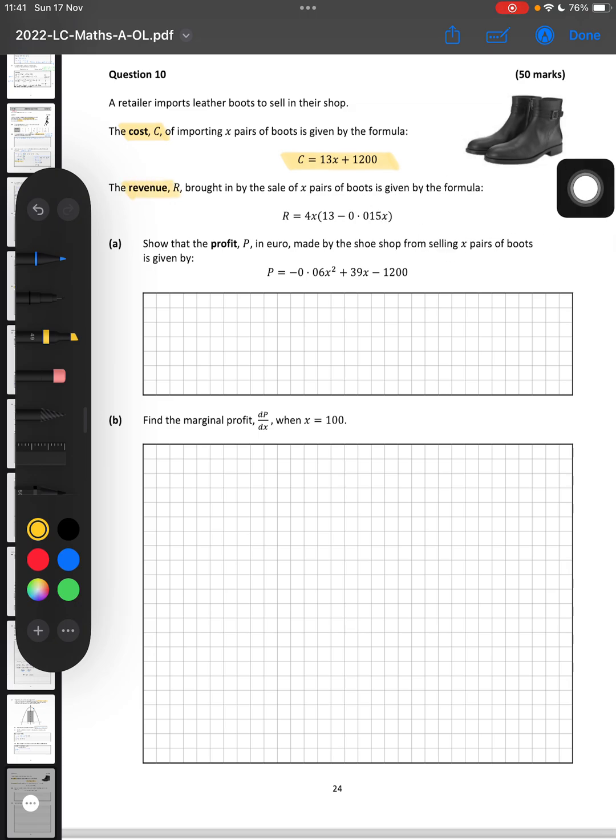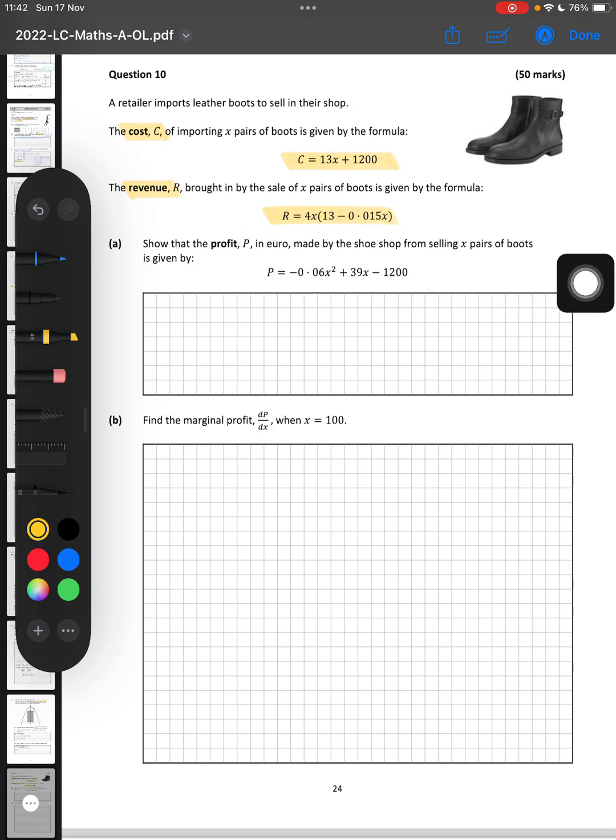So revenue, that's all the money that they take in. All the selling price of all the boots that they sell added together. So all the money that they put into their till. We need to find the profit in euro made by the shop from selling X pairs of boots.